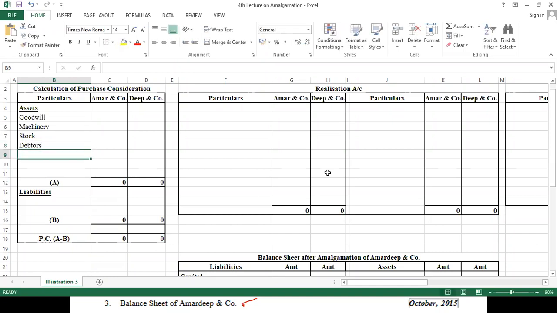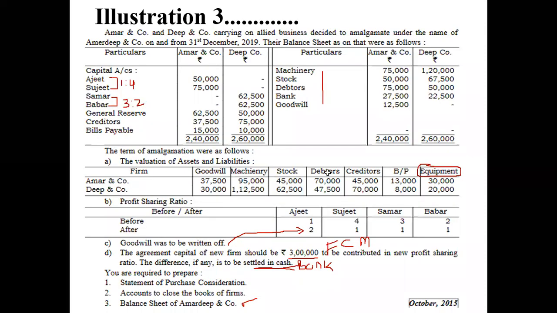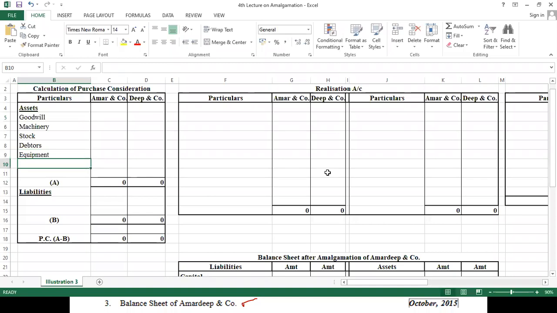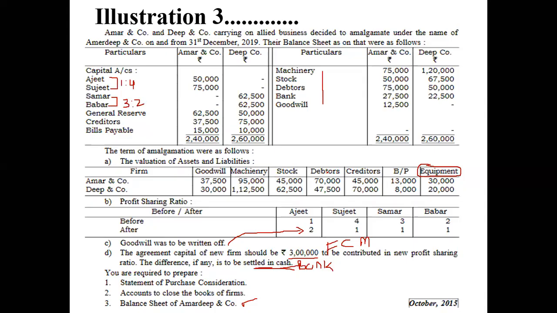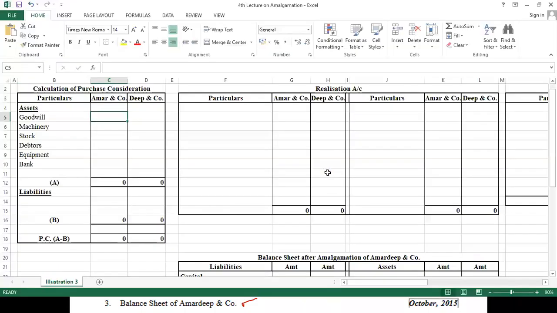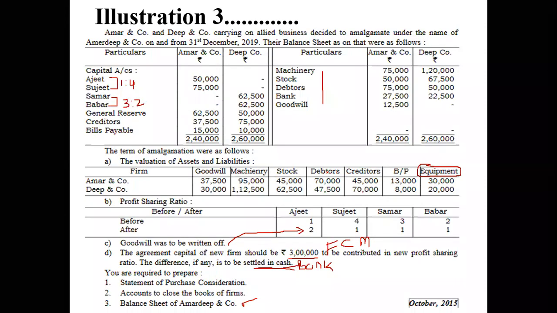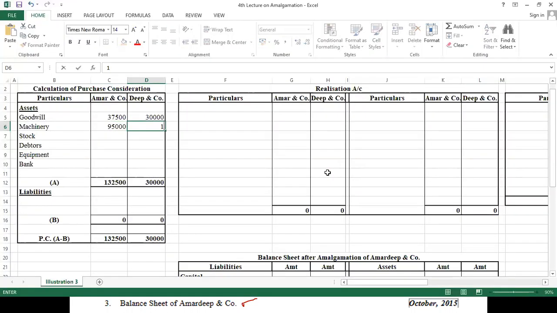ठीक है, उसके बाद debtors के बाद equipment and bank balance remain as it is, only because it is only a realized value. So goodwill amount is 37,500 and 30,000. Machine is 95,000 and 1,10,000 and 1,12,500.